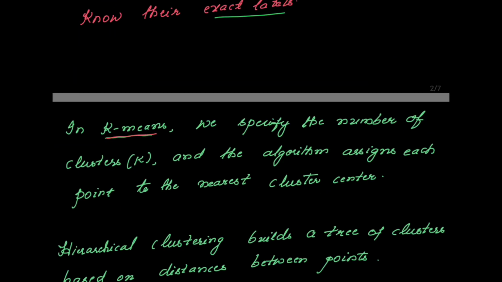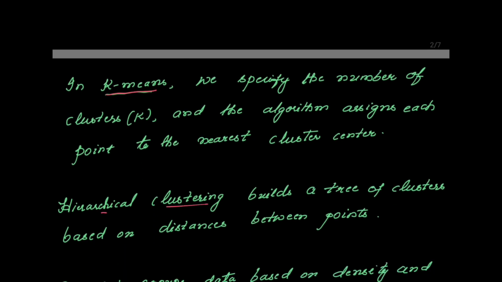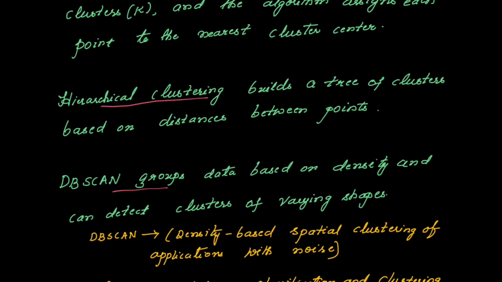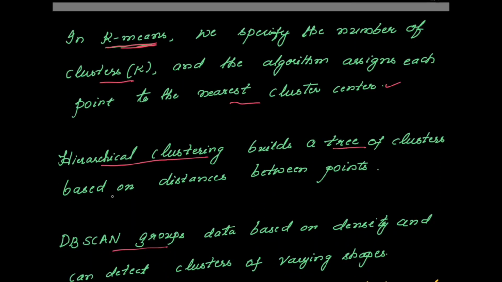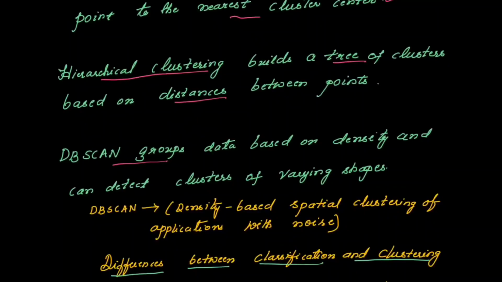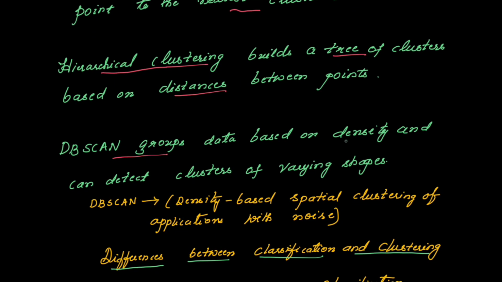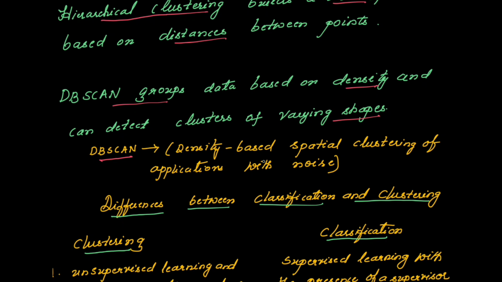Clustering algorithms, as I said, include k-means clustering, hierarchical clustering, and DBSCAN clustering. We will see these in detail in later sessions. Presently, I'll just tell you briefly. In k-means, we specify the number of clusters and the algorithm assigns each point to the nearest cluster center. In hierarchical clustering, it builds a tree of clusters based on distances between the points. DBSCAN groups data based on density and can detect clusters of varying shapes. The expansion is density-based spatial clustering of applications with noise.